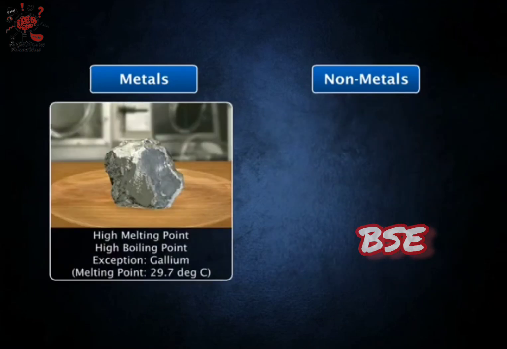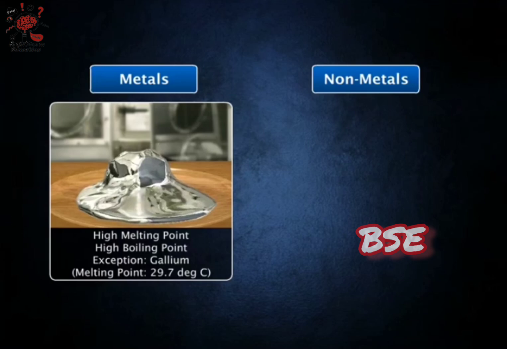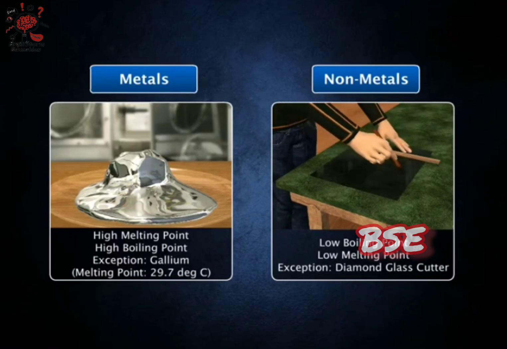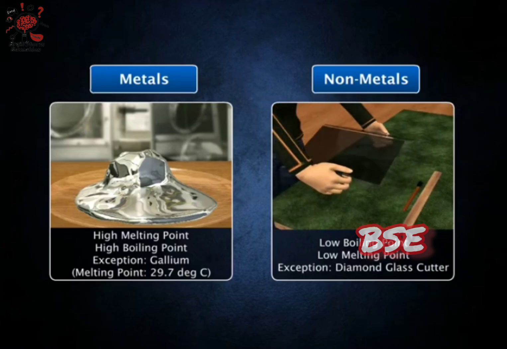Metals have high melting points and boiling points. Exceptions: gallium and cesium melt even at room temperature. Non-metals have low boiling and melting points. Exception: diamond is very hard and is used as a cutting tool for glass and metal sheets.